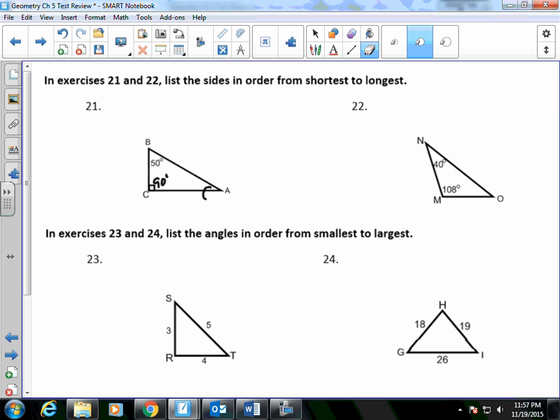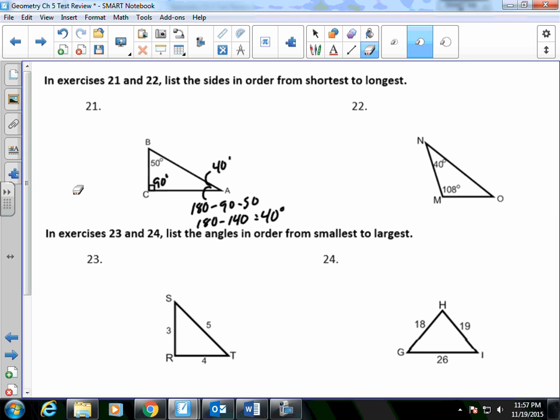So A is going to be 180 minus these other two angles, minus 90 minus 50, or 180 minus 140, which is going to be 40 degrees.